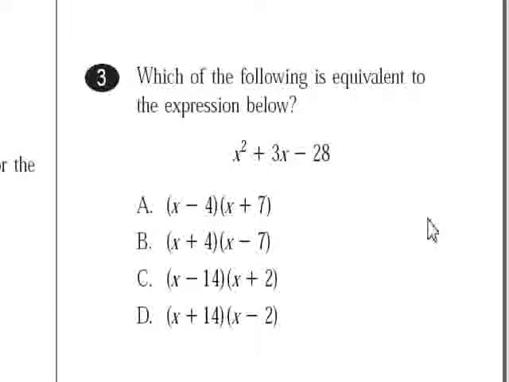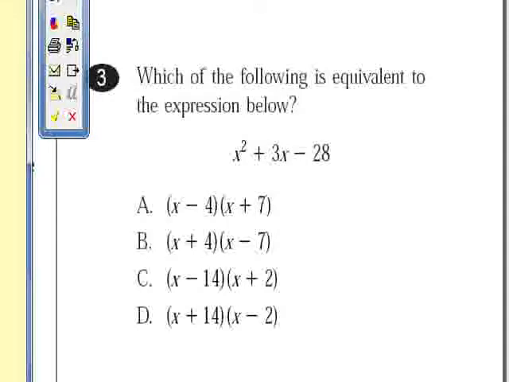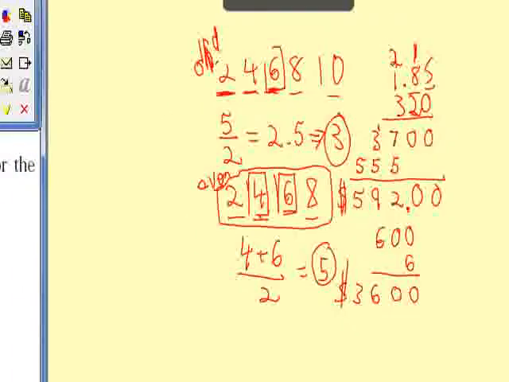Which of the following is equivalent to the expression below? x squared plus 3x minus 28. So that boils down to being able to factor trinomials. A trinomial is anything that has this form: a times x squared plus b times x plus c. a and b and c are just some numbers.